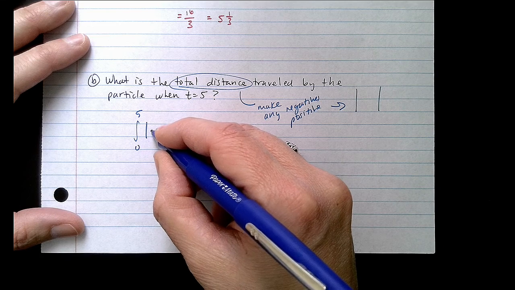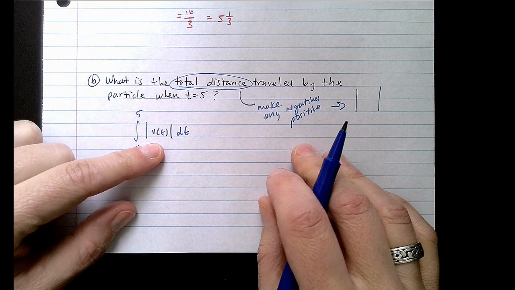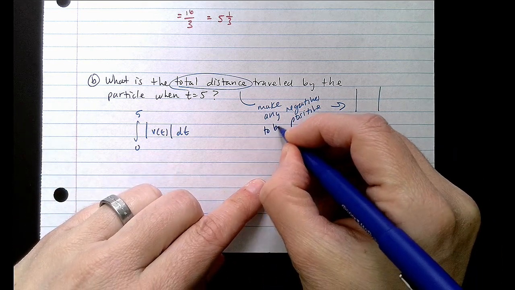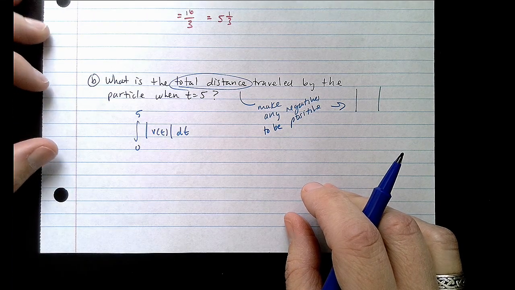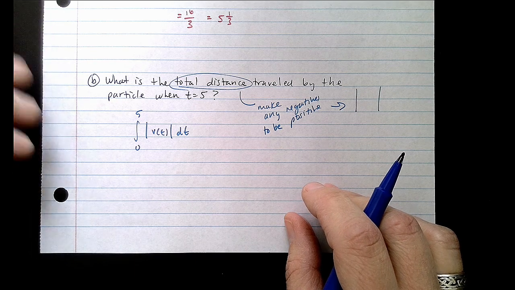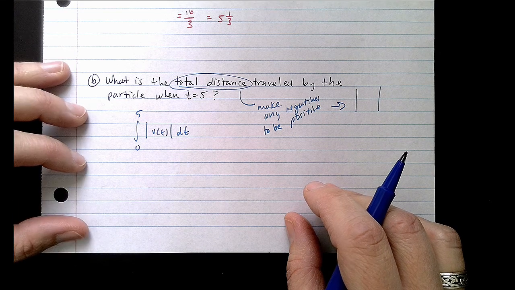Now we're going to do the absolute value of our velocity function. And the reason we're doing that is because, remember, we want any negatives to be positives. In other words, if this graph, which most likely it does, have any negative values, we want them to be positive because we want all the areas between the x-axis and the curve to be positive, thus giving us the total distance.